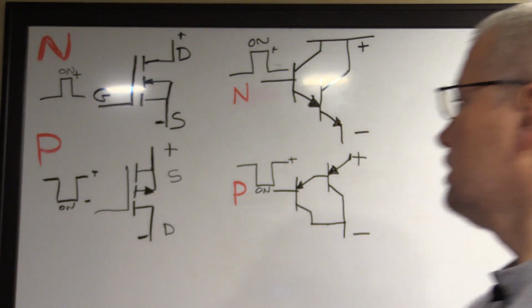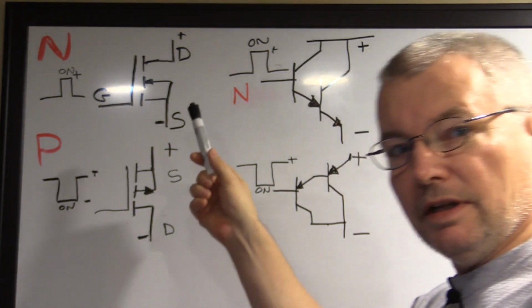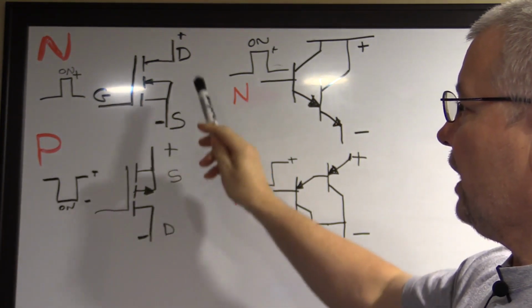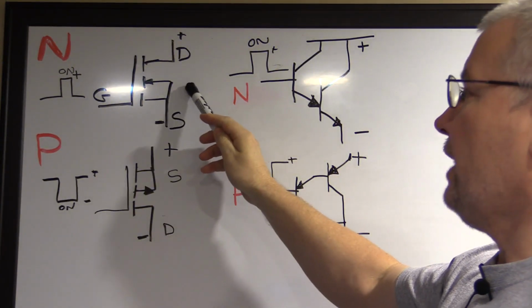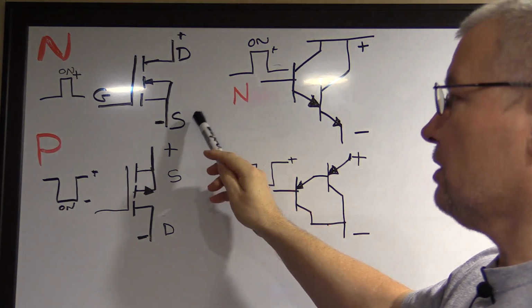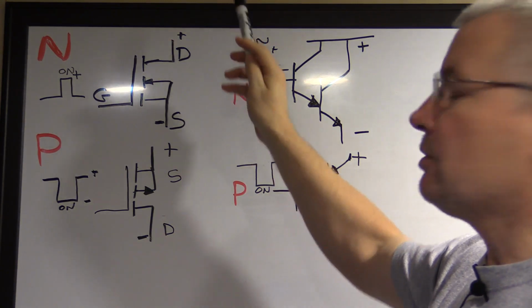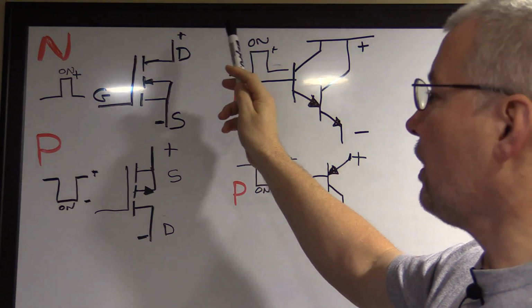Okay, so what we have here, if you can see this okay, is an N-channel MOSFET. This is the circuit for an N-channel MOSFET. We have a source which goes towards the negative. We have the drain of a MOSFET which goes up towards the positive side of a supply, and we have the gate.